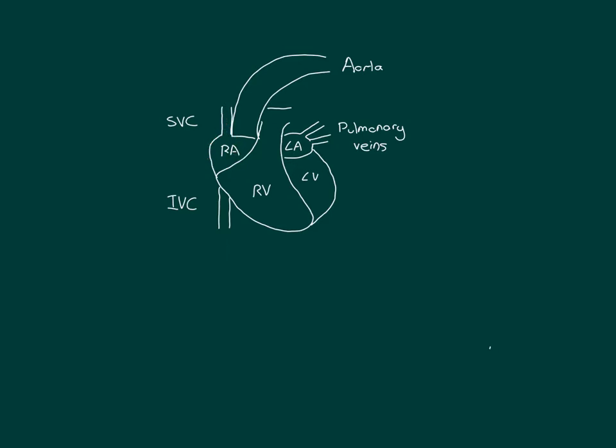Here is the right atrium with the superior vena cava and inferior vena cava coming into it, and we're looking from the front, so I've not shown the connection between the right atrium and the right ventricle because you can't see that, that's inside, but there would of course be the connection with the tricuspid valve in between them.